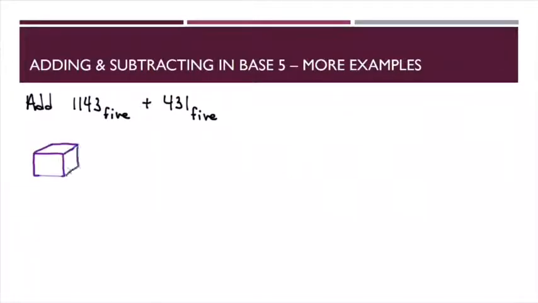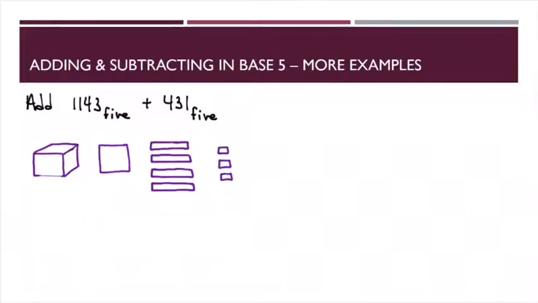I would have one block, and see, it doesn't have to be fancy, just make it a 3-dimensional block. One flat, relatively square, 4 longs, and 3 units. Now, see, mine are not perfect, but just do your best. It's clear that a unit is not a long, and it's clear that a long is not a flat. So just make it easy to tell the difference between the pieces, and you should be fine.